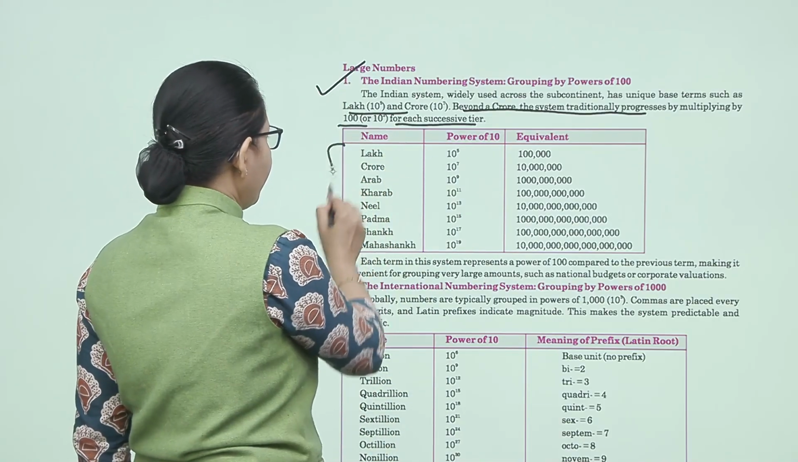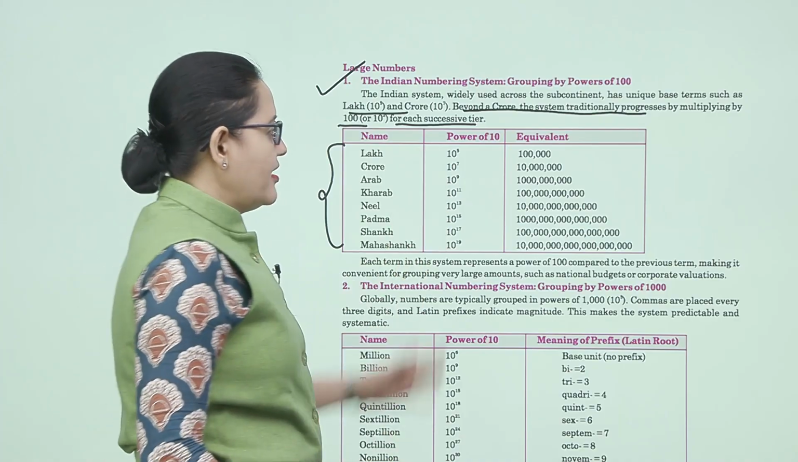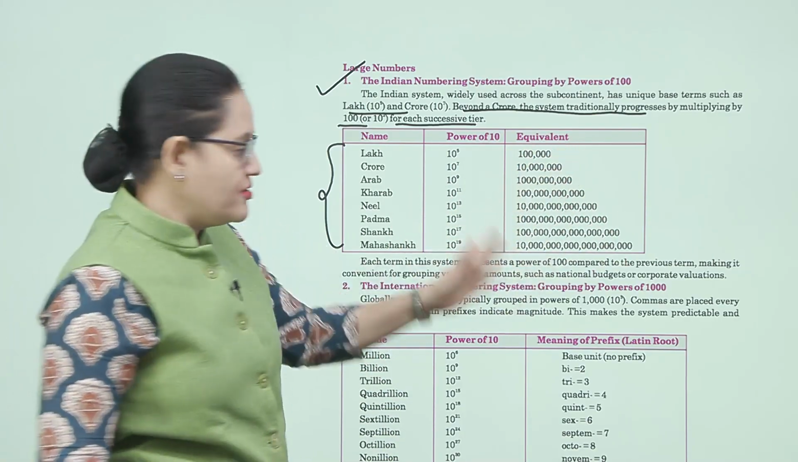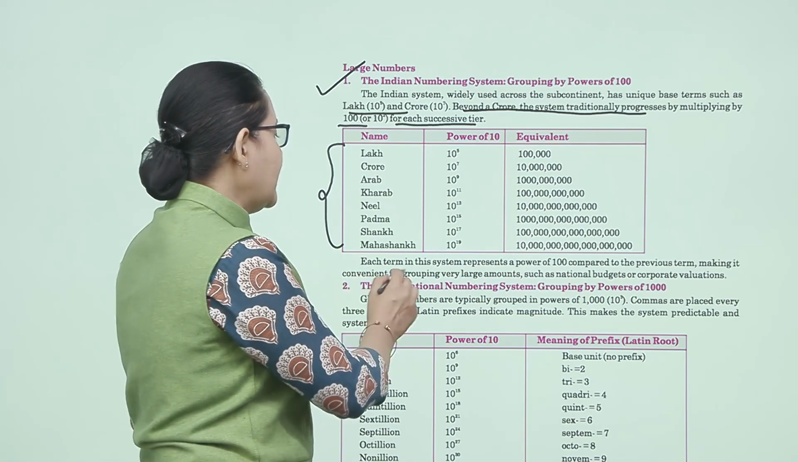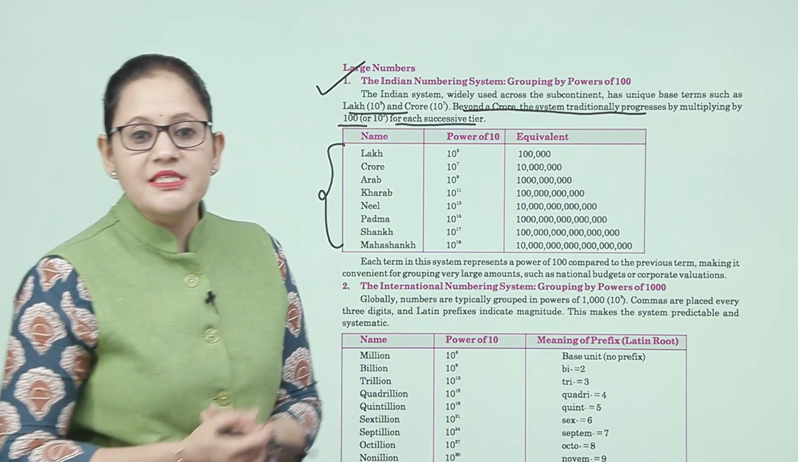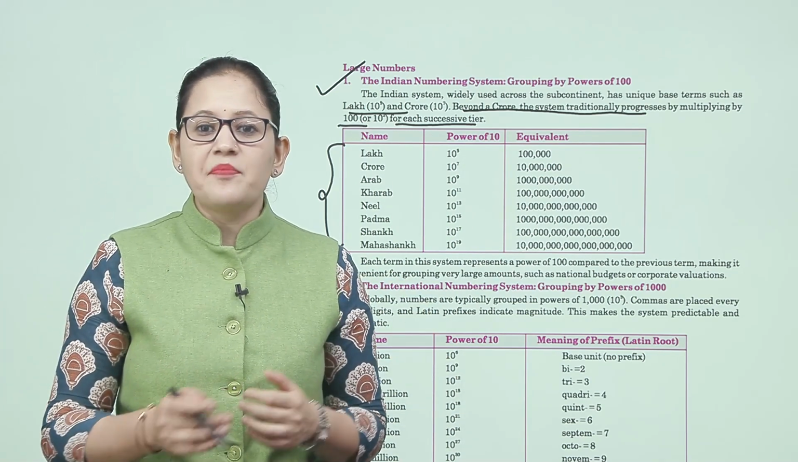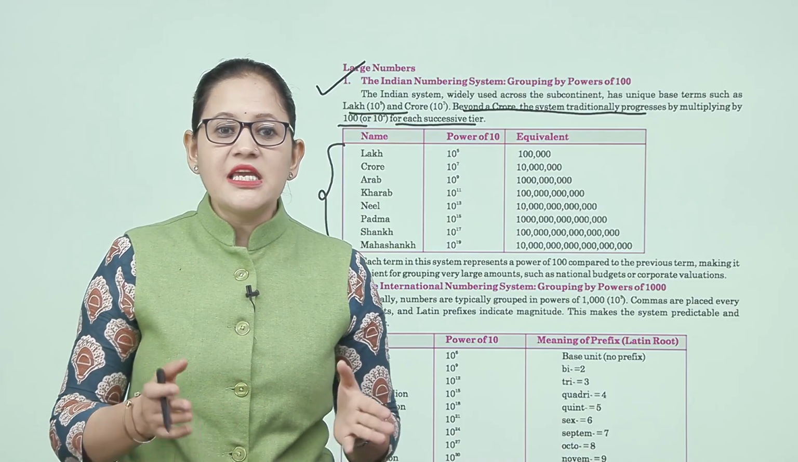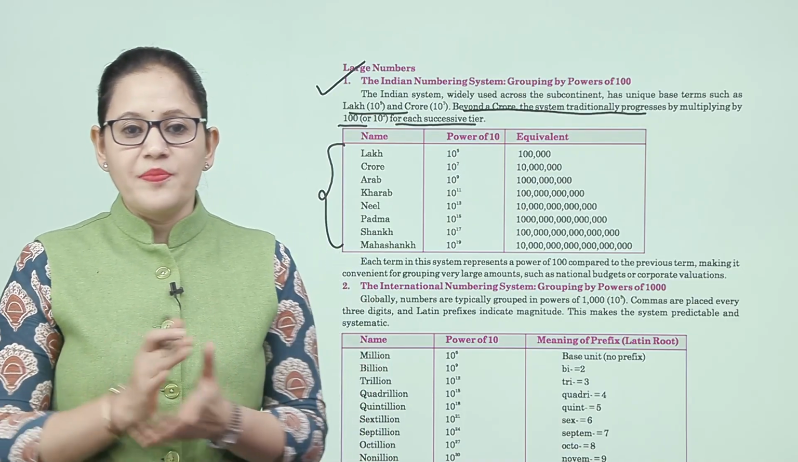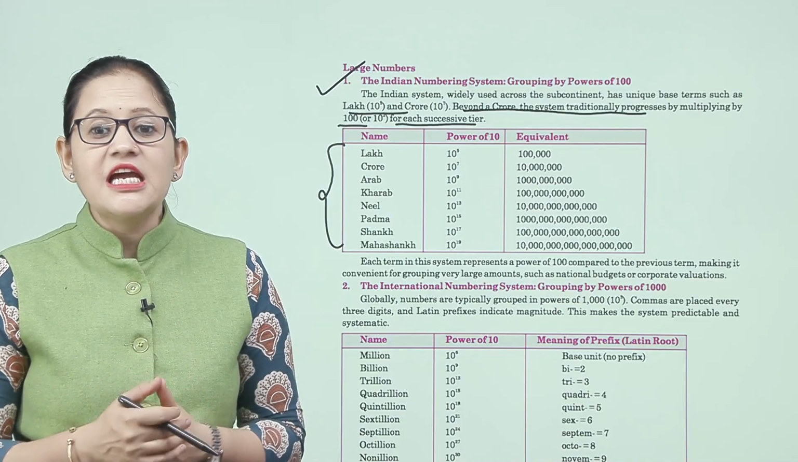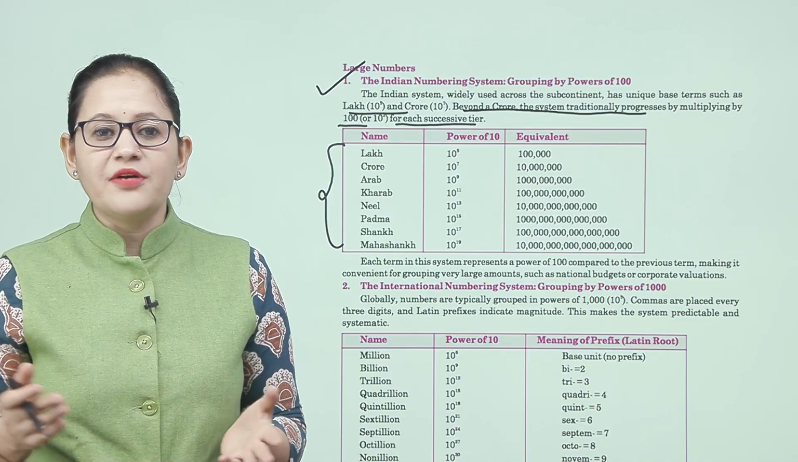Here you can see, every time we are multiplying by 10 to move to the next number. Each term in this system represents a power of 100 compared to the previous term, making it convenient for grouping very large amounts such as the national budget or corporate valuation.